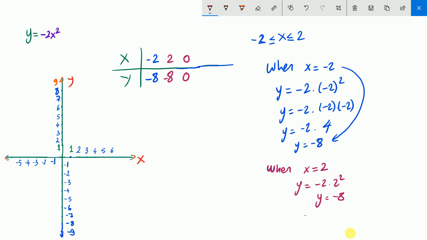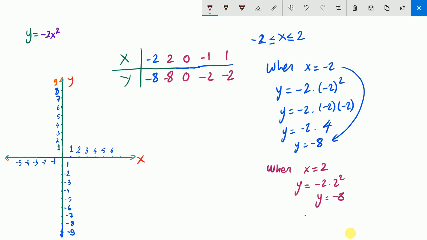When x is negative 1, can I give negative 1 instead of x? Yes, because negative 1 is in between negative 2 and 2. Can I give negative 5 instead of x? No, I cannot, because negative 5 is not in between negative 2 and 2. So when x is negative 1, y will be negative 2. When x is 1, y will be negative 2. For these points, 0 and 0, negative 1 and negative 2, 1 and negative 2, please pause the video and try to find y by yourself.